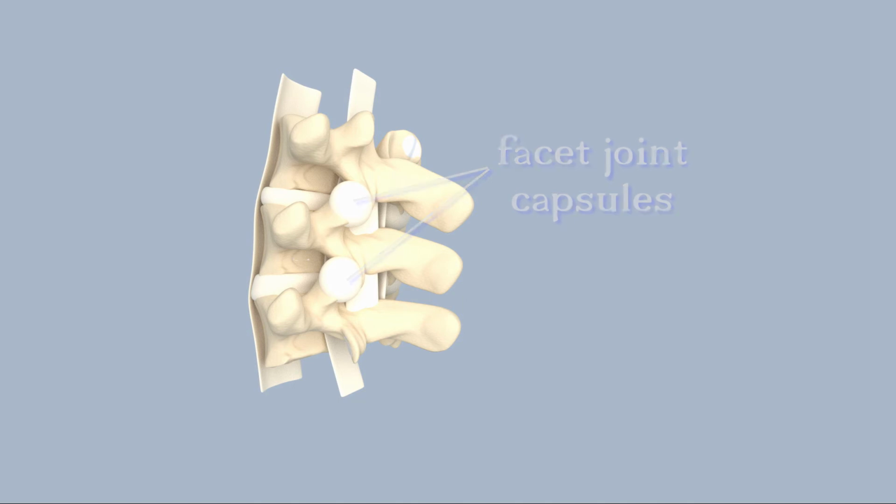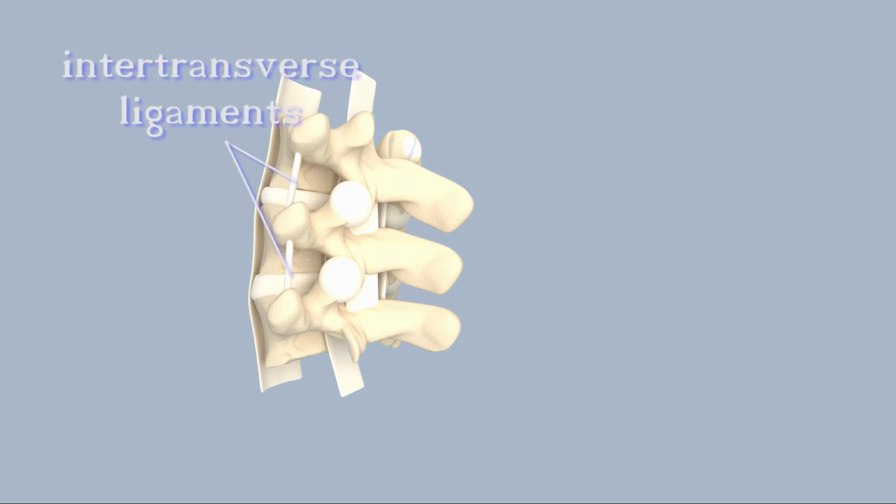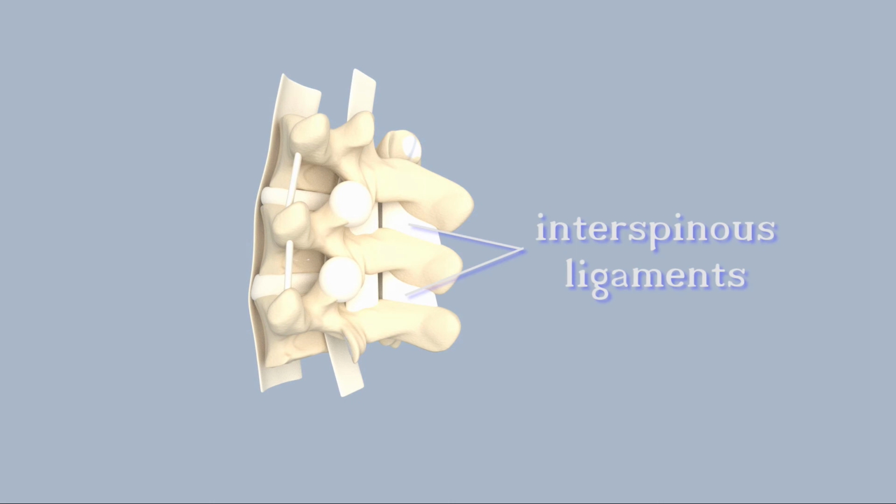Each transverse process is connected by an intertransverse ligament. Each spinous process is connected by a thin interspinous ligament and a stronger supraspinous ligament.